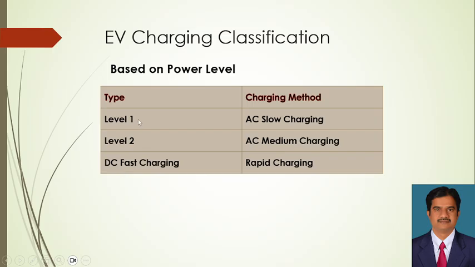Remember, level 1 gives slow charging. Slow charging means it takes much time to charge the battery completely, whereas level 2 takes a medium time between the level 1 time and DC fast charging, where DC fast charging takes less time, in terms of minutes, to charge the battery completely. So based upon the power rating, we classify level 1, level 2 and DC fast charging.